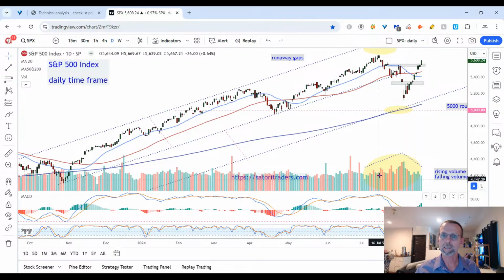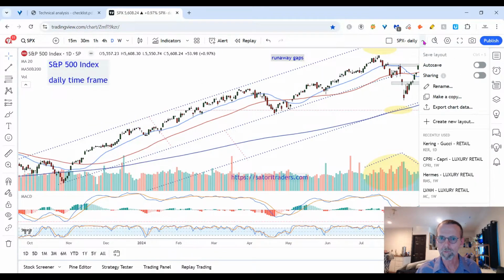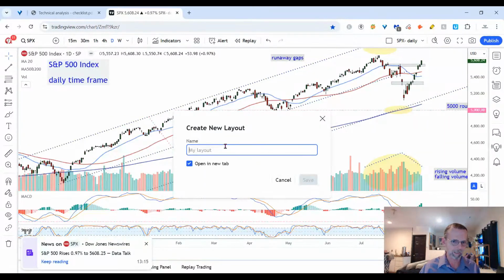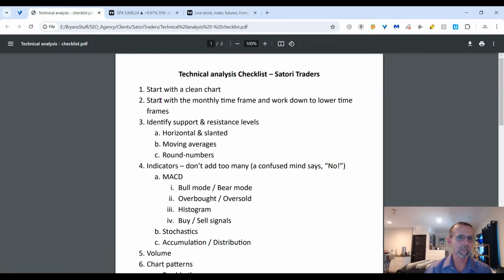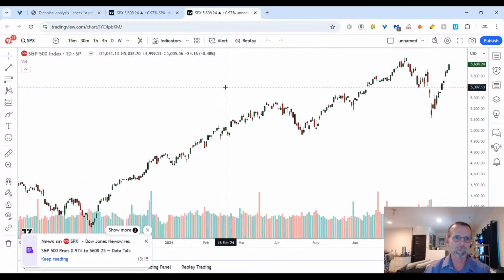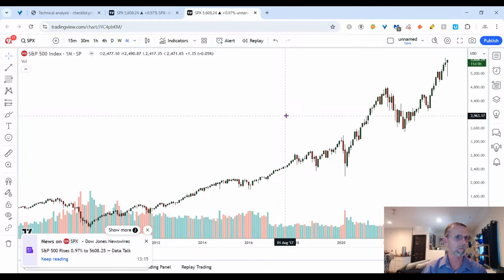I thought what we'd look at today is the currencies. Hadn't looked at the currencies in a while. And rather than bringing up one of my existing charts, we'll start with a clean chart. And as I suggest in my checklist here, start with a clean chart, start with the monthly time frame, and work down to lower time frames. And so that's exactly what we're going to do here. Let's go to the monthly time frame.